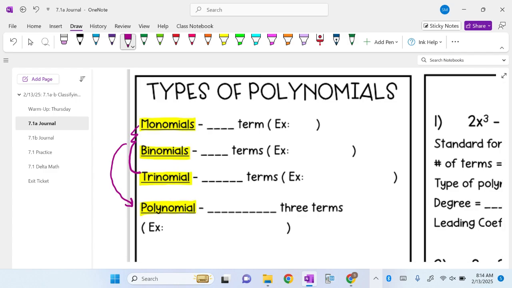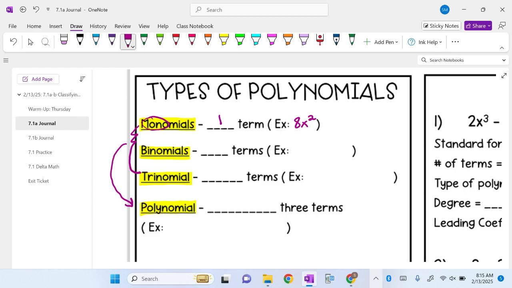Now, monomial. All 3 of these subtypes are based off of the number of terms. So when you hear monomial, how many terms do you think it's going to have? 1, because it says mono. That means 1 term, so you shouldn't have a plus or minus anywhere. An example would be 8x squared. That's a monomial. There's no addition, there's no subtraction. It's just some multiplication.